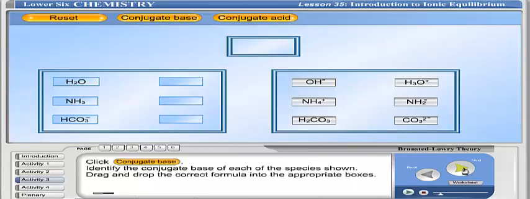Click the Conjugate Base button. Identify the conjugate base of each of the species shown. Drag and drop the correct formula into the appropriate boxes.